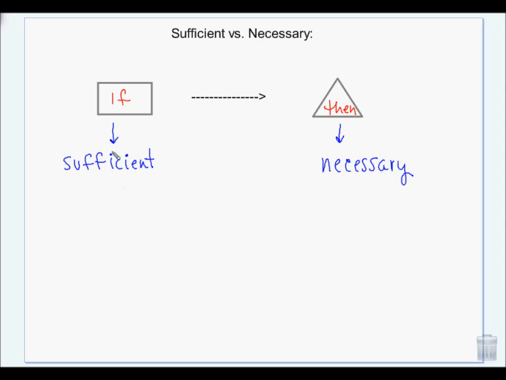Being a father is sufficient to say you're a male, right? Like if you're a father, you can say, oh, you're a male. It's sufficient. But you have to be a male in order to be a father. So the then part is necessary. This part is not necessary, it's just sufficient. Does that make sense? Okay.